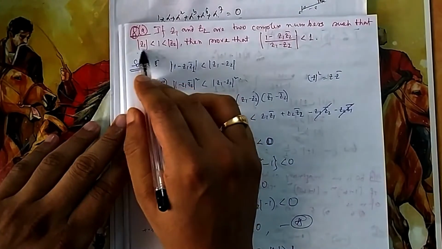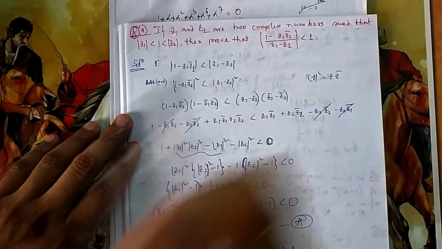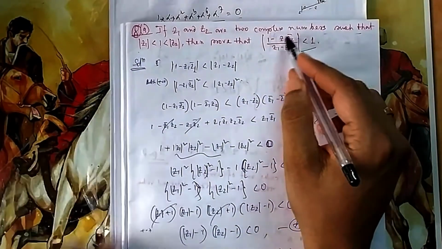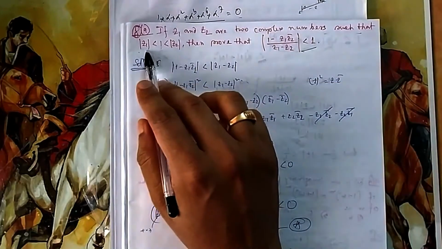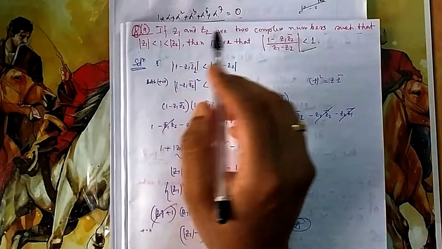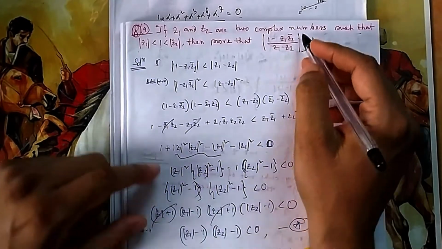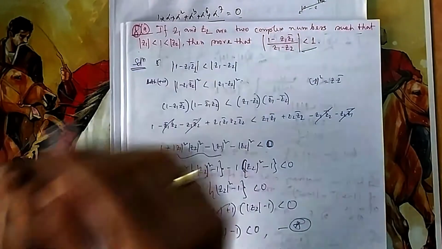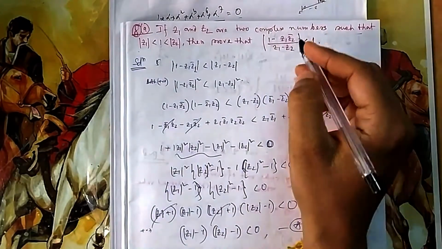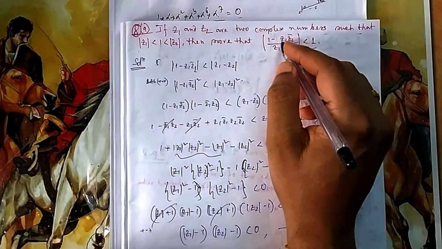Okay, now if you come to 8a: if z1, z2 are two complex numbers such that z1 is less than 1 and z2 is greater than 1, then prove that this holds. Now once you see this one, with z1 bar, z2 bar and all these bars there, your first temptation should be to go for this z1, z2 bar. All these things we need to take care of. How to deal with this?